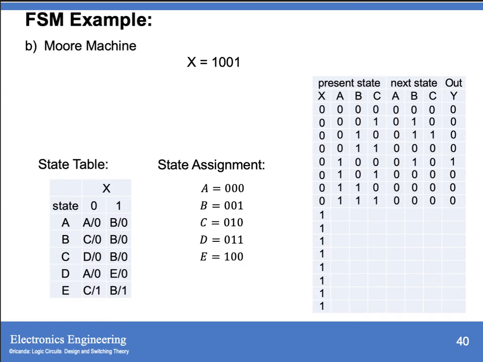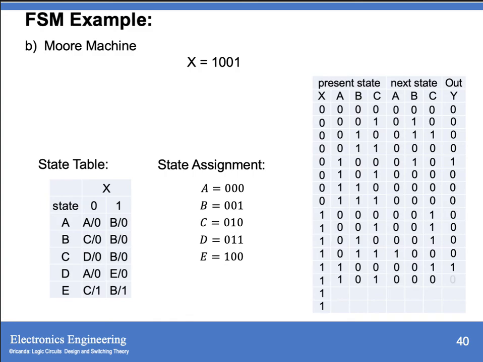For your input x equals 1. At state A, it goes to B, output 0. B to B, output 0. C to B, output 0. Then D to E, output 0. Then E to B, output 1. And for the following combinations of your present state, it goes back to A with output 0.